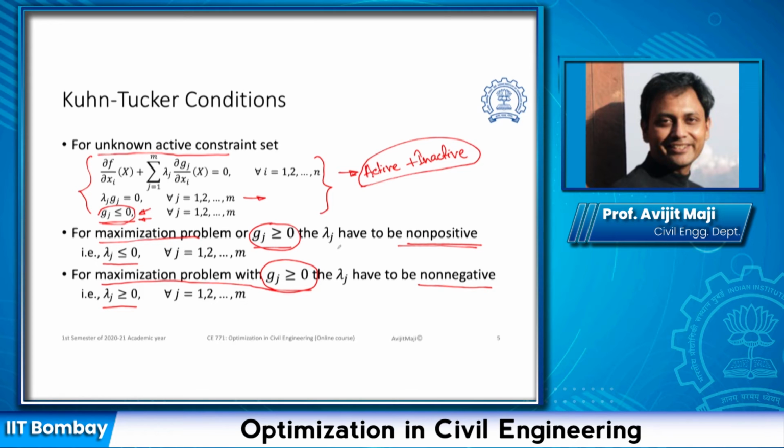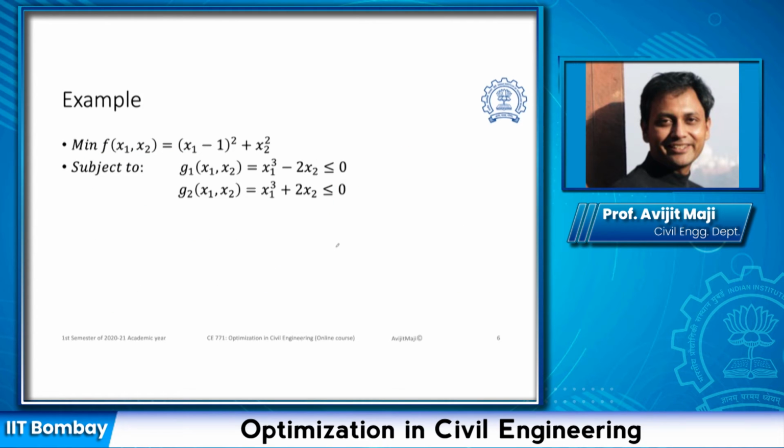Now we'll try to understand this thing with an example. Here is the example where we want to minimize this particular function for these two inequality constraints. This is quite clear. It is a circle whose center is at (1, 0), and these are the two constraints which are third-order polynomials, and both are less than or equal to 0.